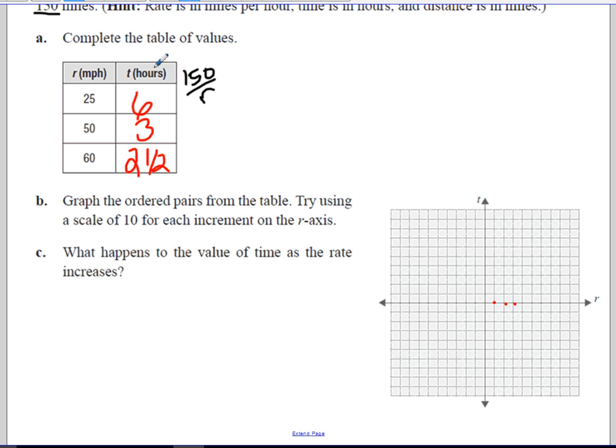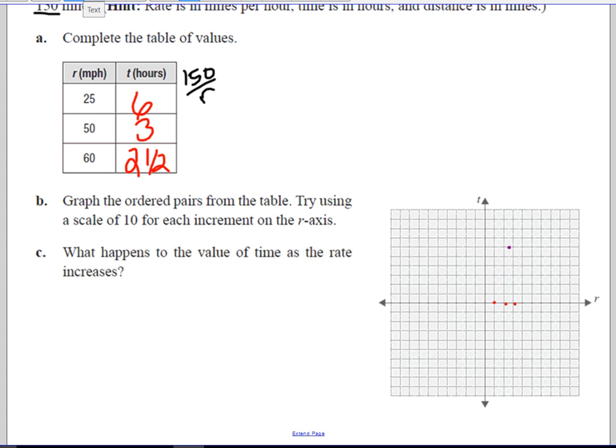So for our first one, we have 25 and 6. Since we're counting by tens, 25 will be halfway in between 20 and 30. We're going up 6. 1, 2, 3, 4. So we're in between here for our first point. Our second one, we're at 50.